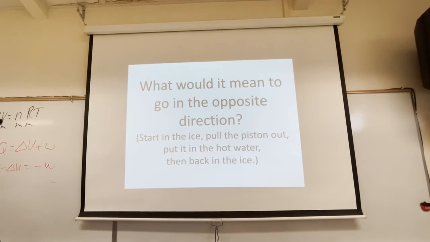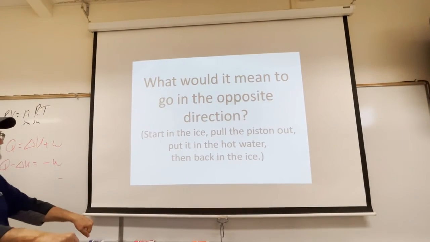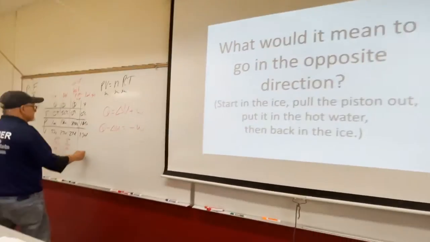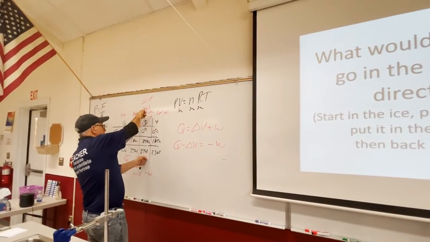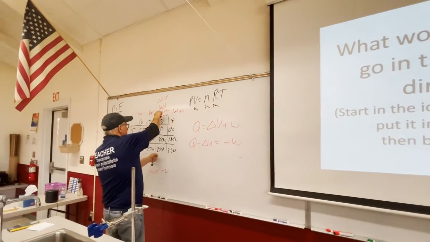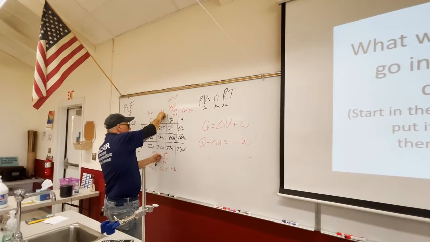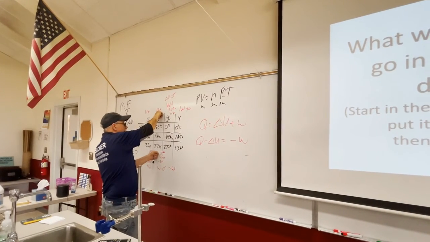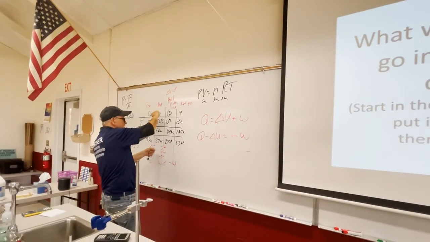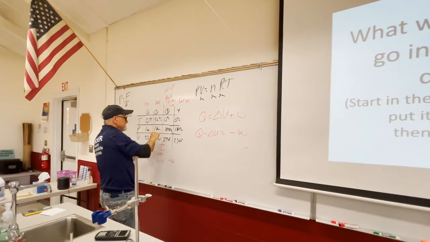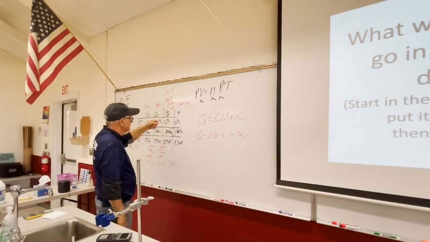What would it mean to start in the opposite direction? Start in the ice, pull the piston out, put it in the hot water, and then back in the ice. Couldn't work backwards. We pull the piston out in the ice, and then put it in the hot water and let it go. What would happen? As we put it in the hot water, the pressure would go up. But if we pulled it out to 27 milliliters while it's in the ice, it'll be the same as holding on while the pressure goes down.